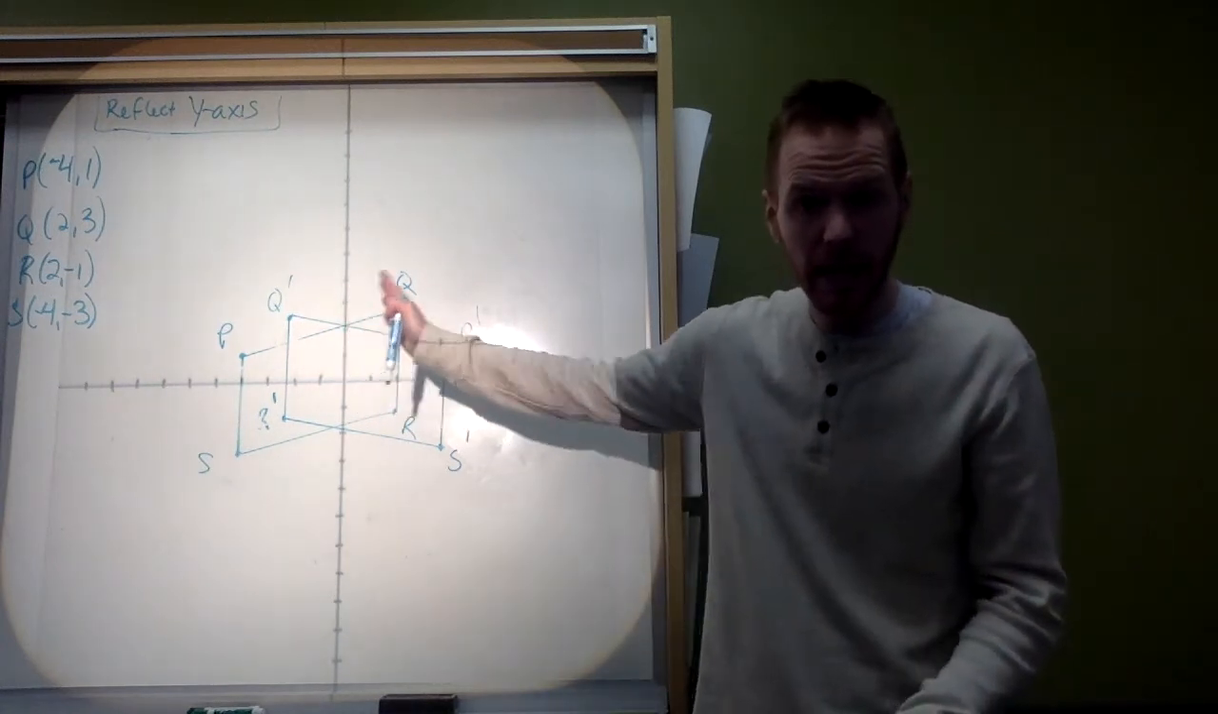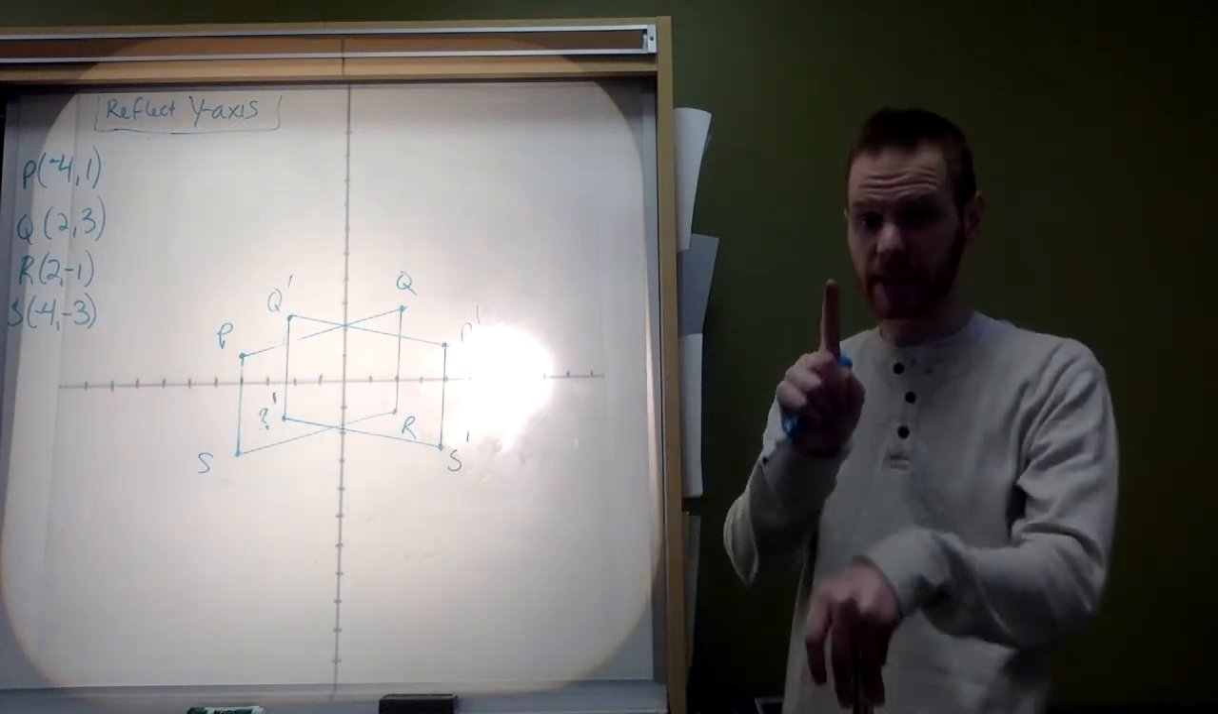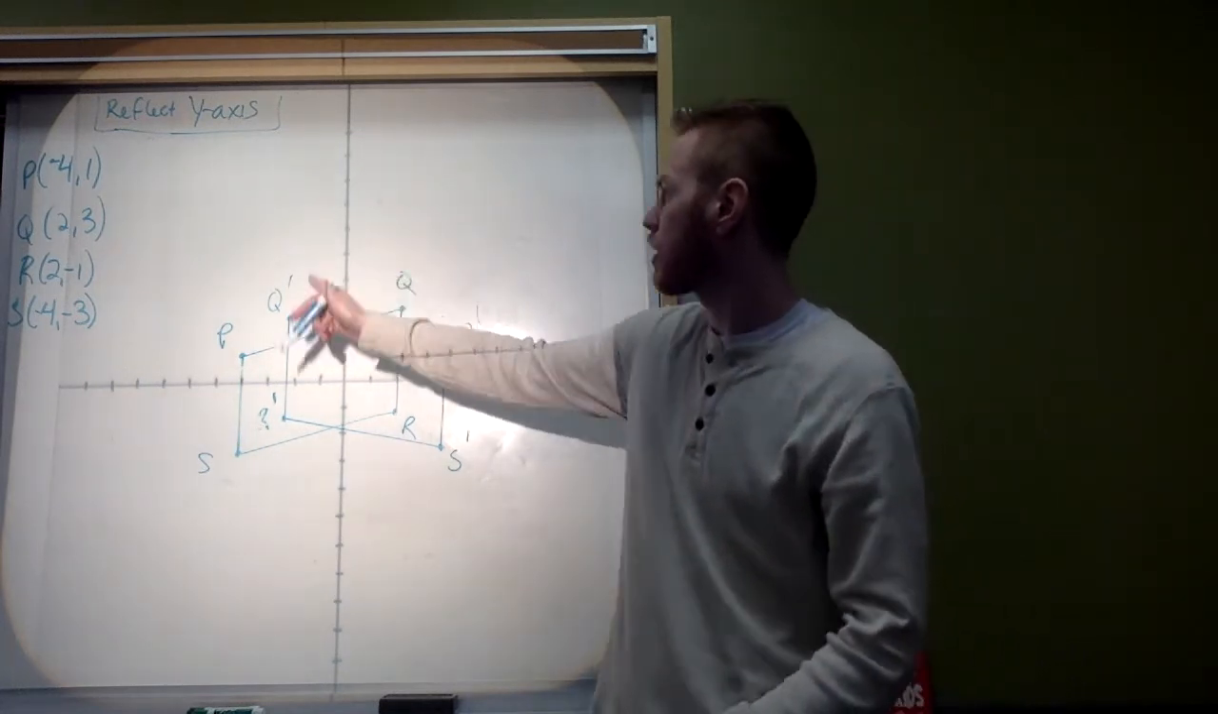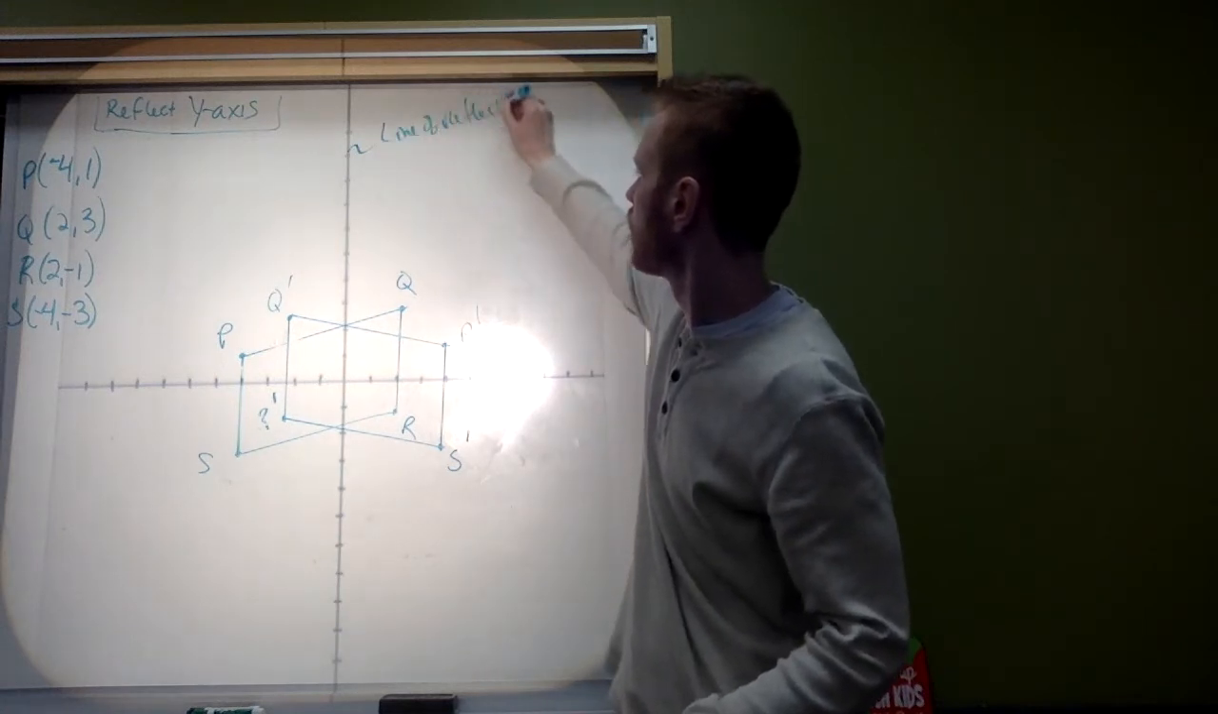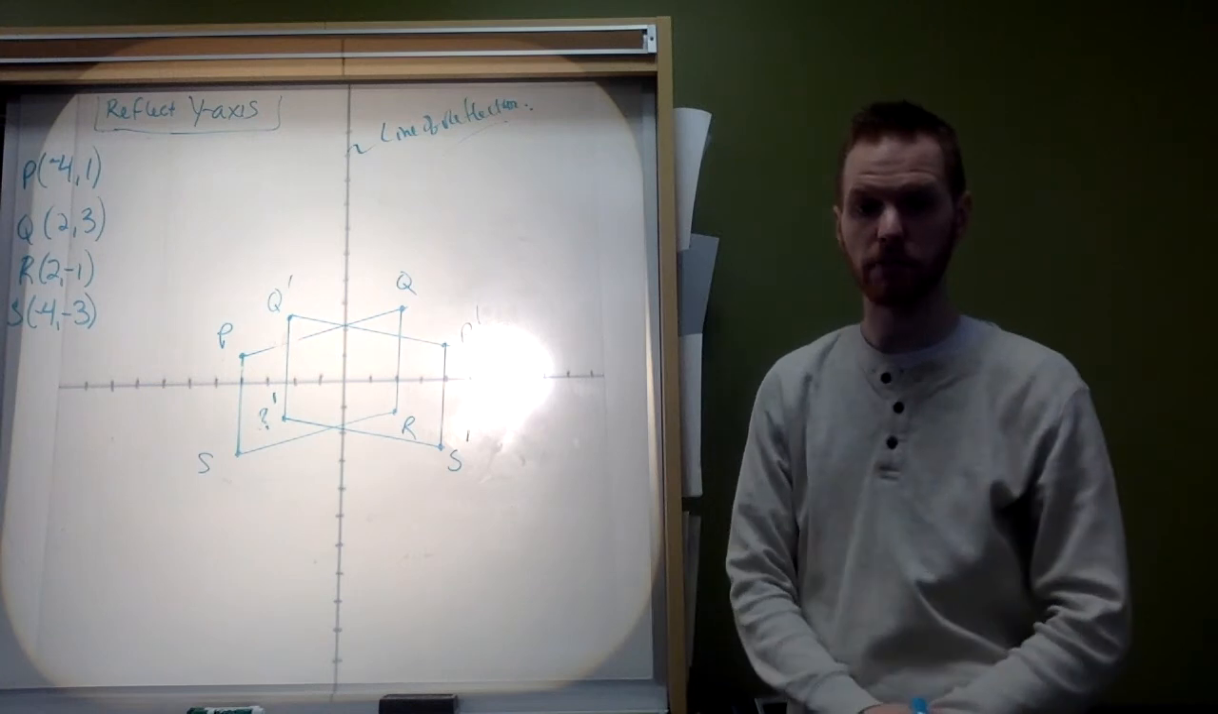My image and pre-image are intersecting, but that's okay, as long as the points got reflected across right here. This was my line of reflection. Okay, that's the important thing.